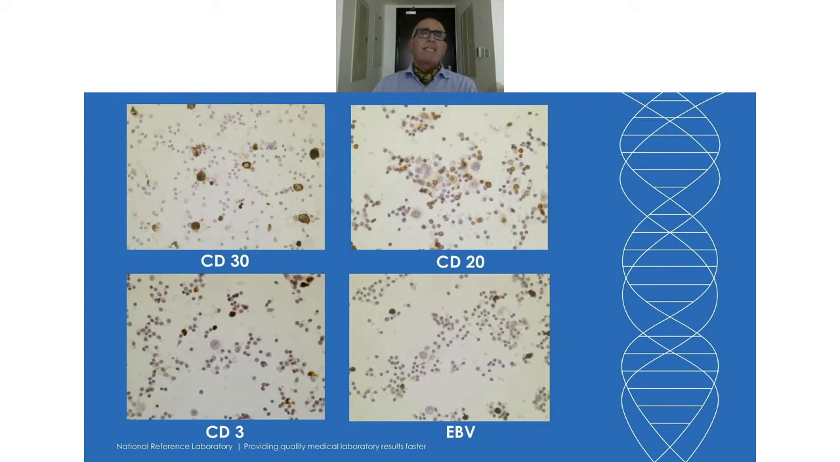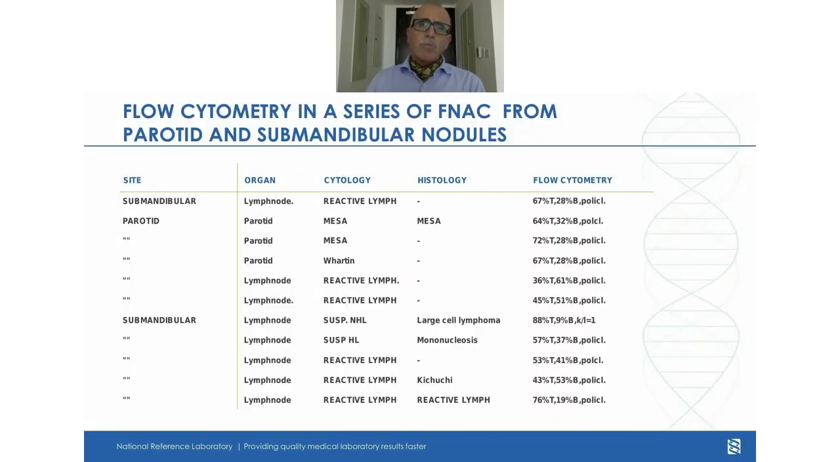And these are the immunocytochemistry on the cytospin. As you can see, when the material is well preserved, the findings are very nice and very clear. This is the CD30, which is positive, CD20 also highlighting the same cells, and a small population of reactive T cells as well. So is there a role in doing flow cytometry also in masses from the parotid, submandibular nodules?